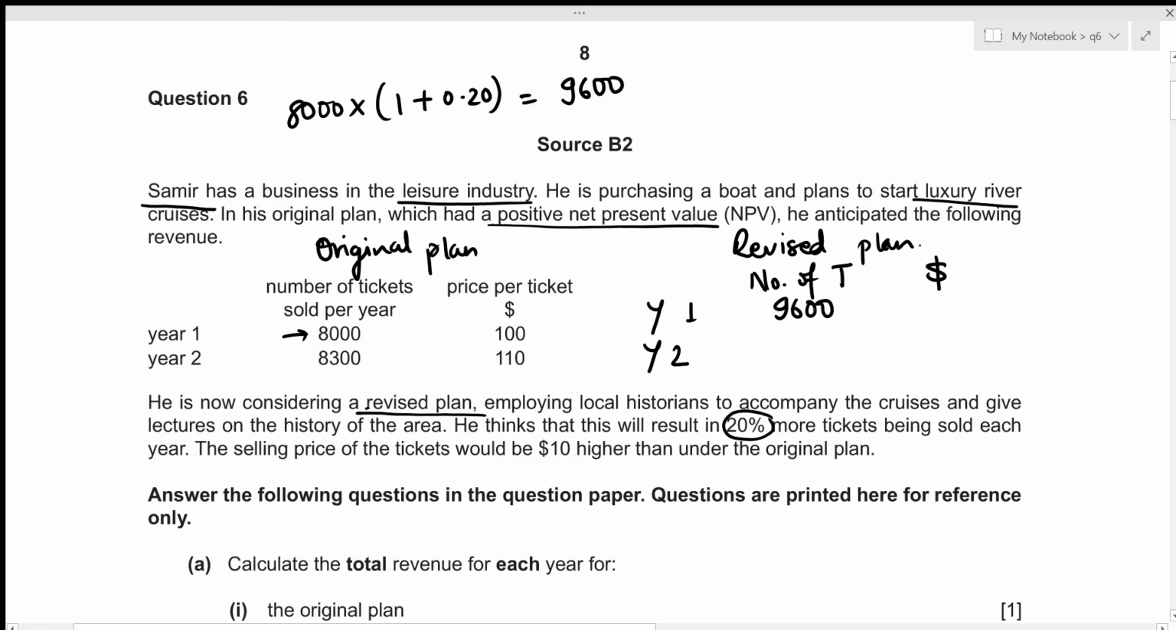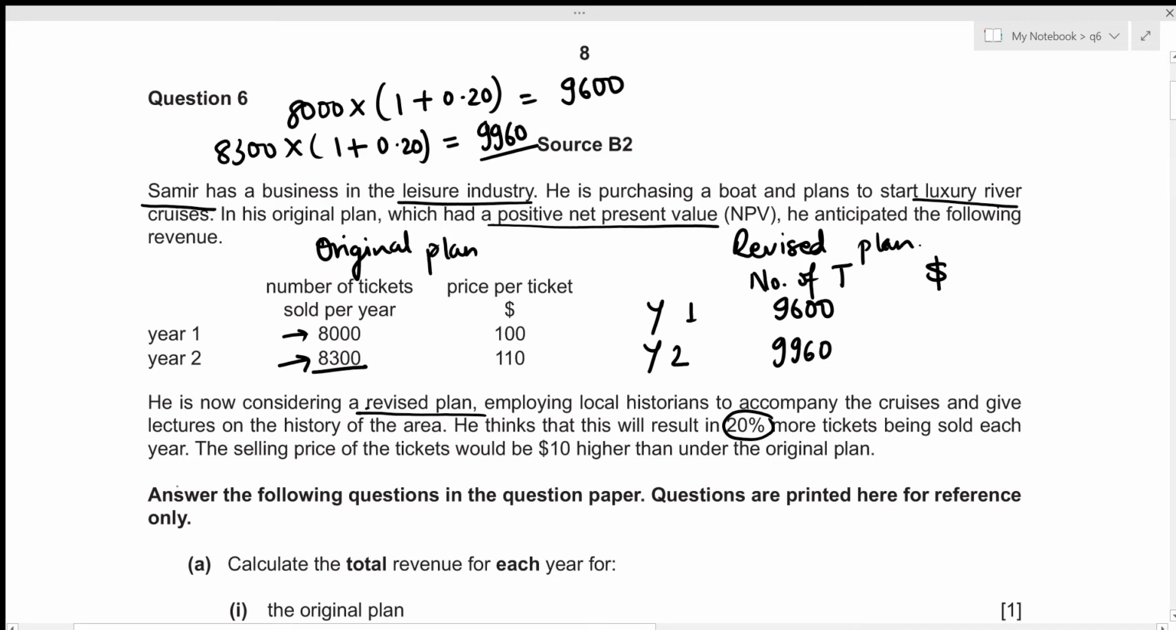Now let's figure it out for year 2. Again, we have to increase this ticket number of 8,300 by 20%. So that's just going to be 8,300 times 1 plus 20%, which we can write down as 0.20. And this gives our number of tickets sold in year 2 under the revised plan to be 8,300 times 1 plus 0.20, which results in the value of 9,960. So this is the tickets sold in year 2 under our revised plan. Let's write it down.